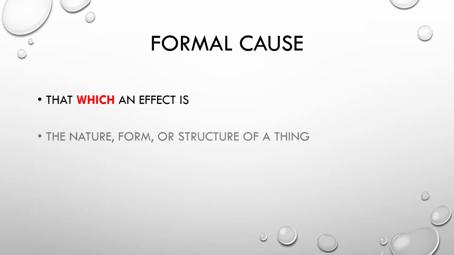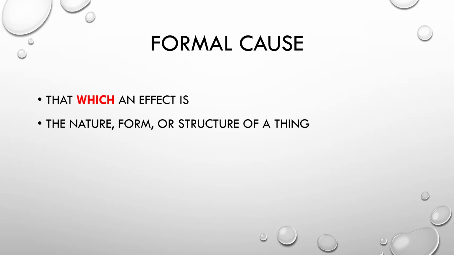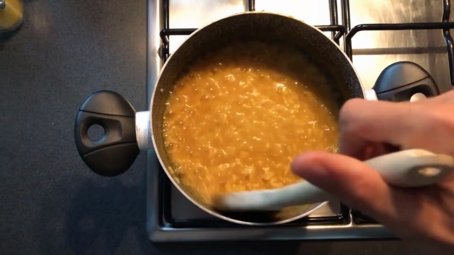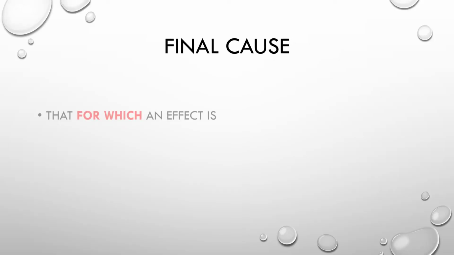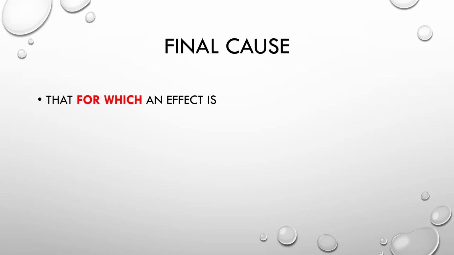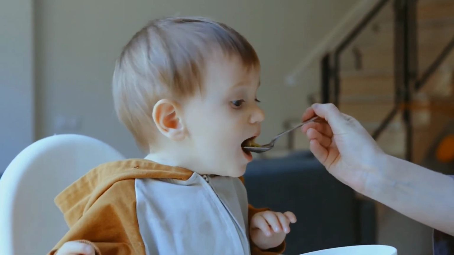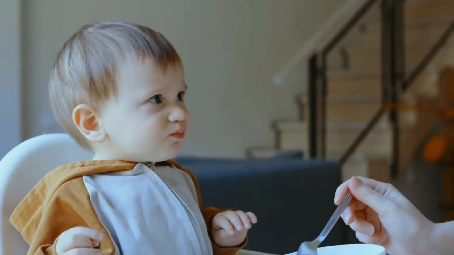The formal cause is that which an effect is, the essence, the nature, the form, or the structure of the thing, what makes it the kind of thing it is. This can be kind of abstract, pun intended. Let's call it soupness, that which makes a soup soup. The final cause is that for which an effect is, the end, the goal, or the purpose. Here, it's to satisfy hunger. Clearly, the cook wouldn't be making soup if people didn't need to eat.